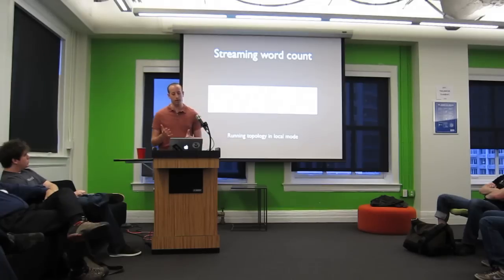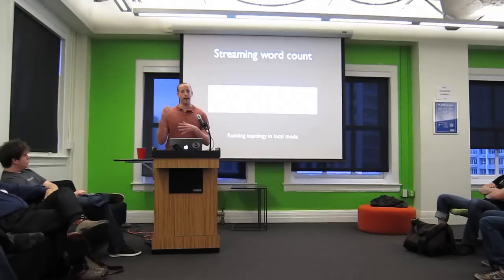Storm also has a local mode where you can simulate an entire Storm cluster in process. This is super useful for development and debugging. And submitting to a local cluster is almost identical to submitting to a remote cluster. What you do is you create this local cluster object, and then you submit to it the same way, with a configuration. Here we set this topology debug property to true, and I'll show this in a second, but it has the effect of causing Storm to log a message every time a tuple is emitted anywhere in the topology.